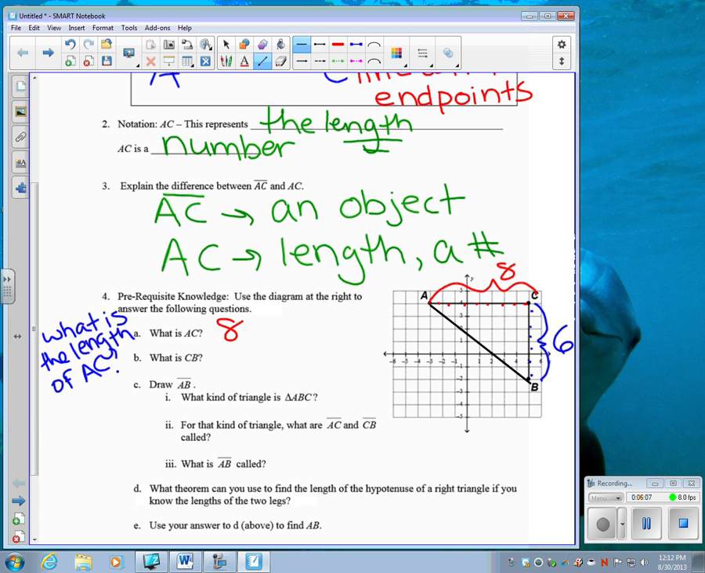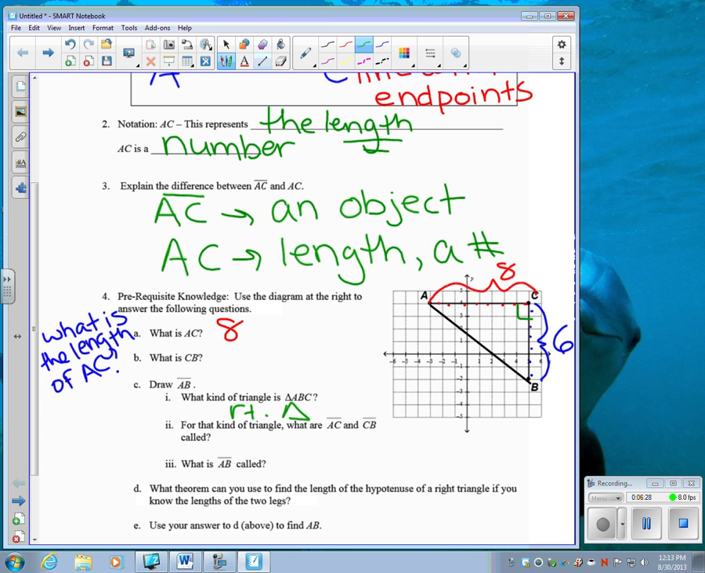All right, so letter C, we drew it. What kind of triangle is triangle ABC? If you said a right triangle, you are correct. Because this forms a right triangle. When you have 2 straight lines on our coordinate plane grid, they form a right triangle. So right triangle.